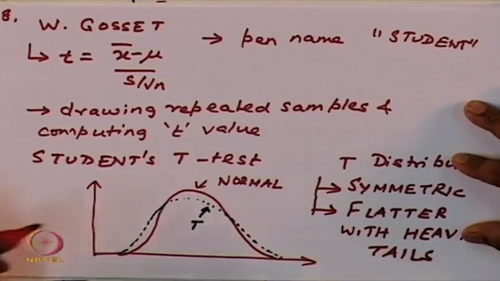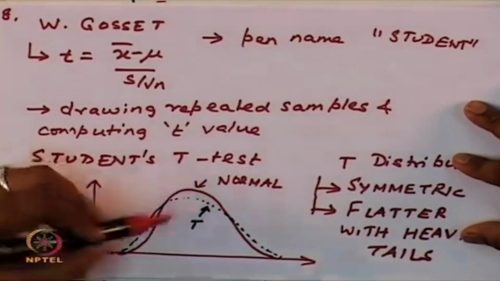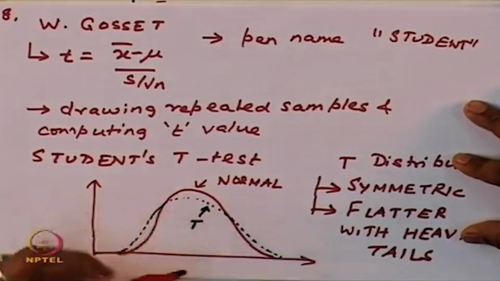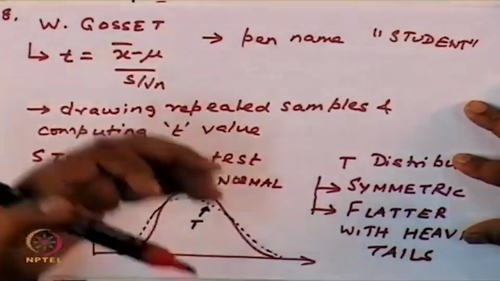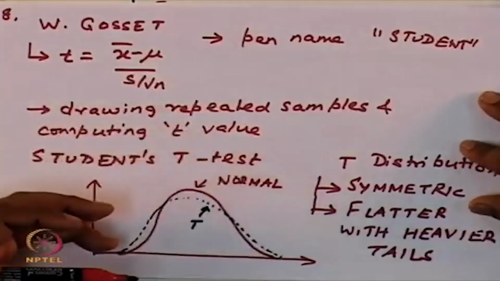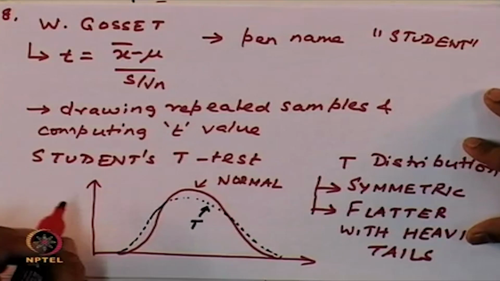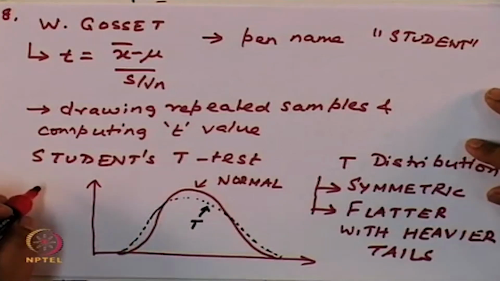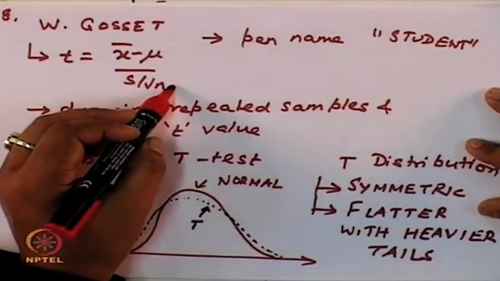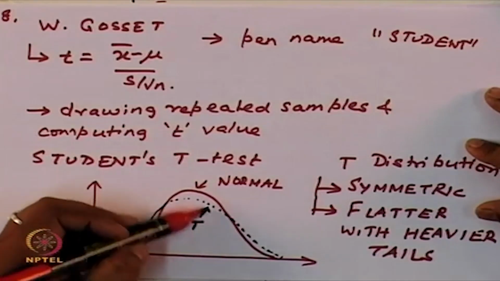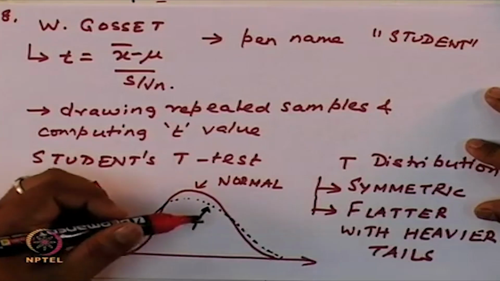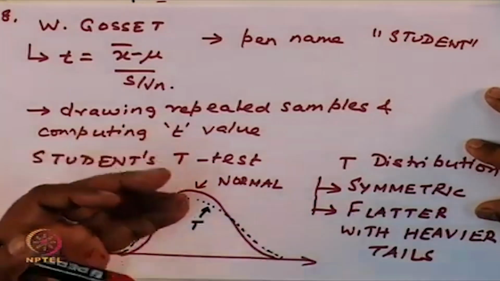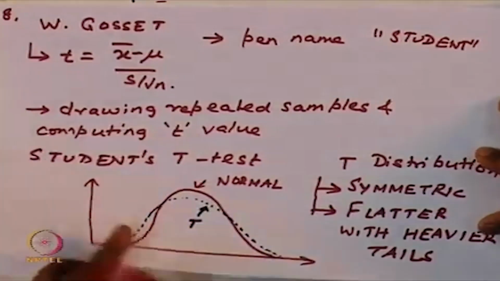What do we mean by heavier tails? You see, in this portion of the curve, these probabilities are higher, and at the peak it is much suppressed. So, this curve is on average flatter. And as the sample size increases, as n tends to infinity, the t distribution merges with the normal distribution. So, for large sample sizes, you will get the same value whether you use the t test or the normal distribution.